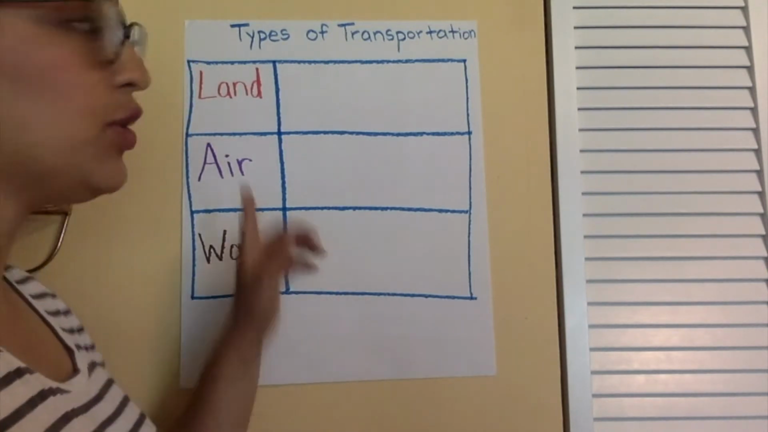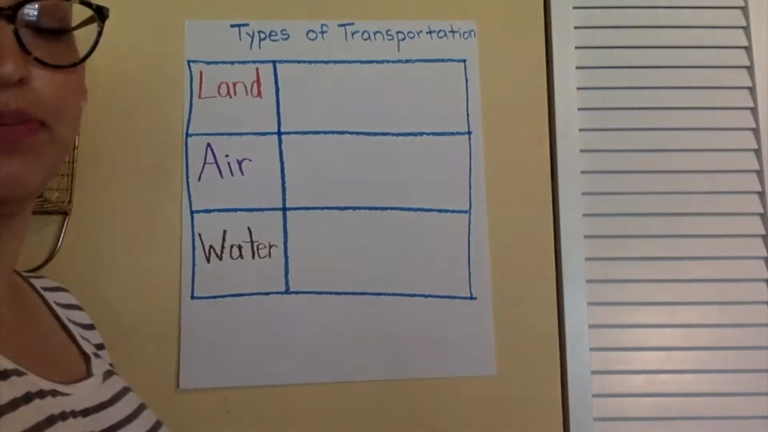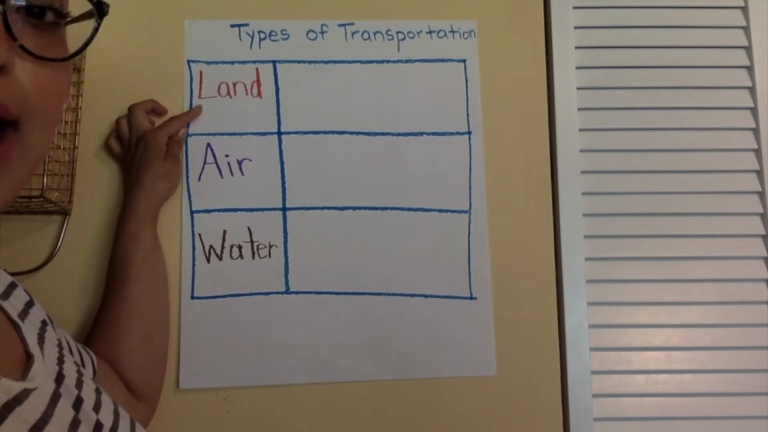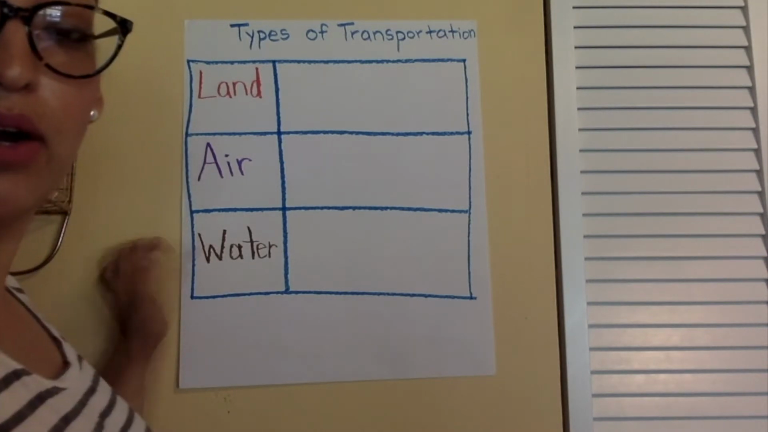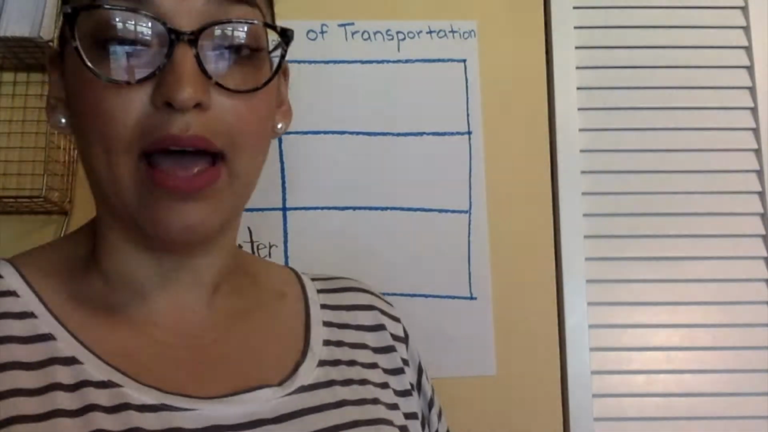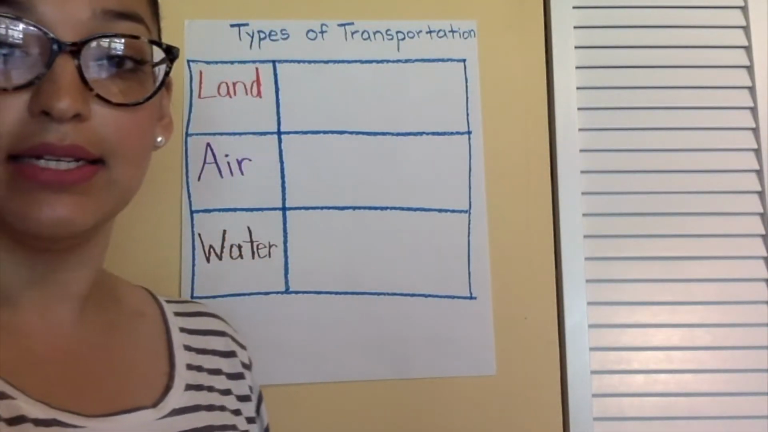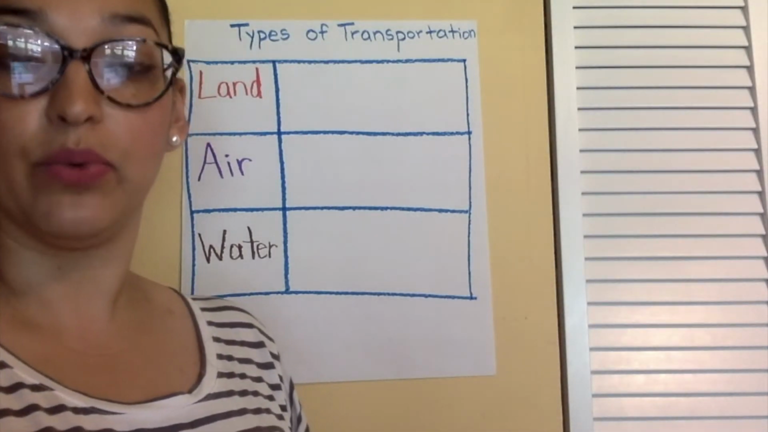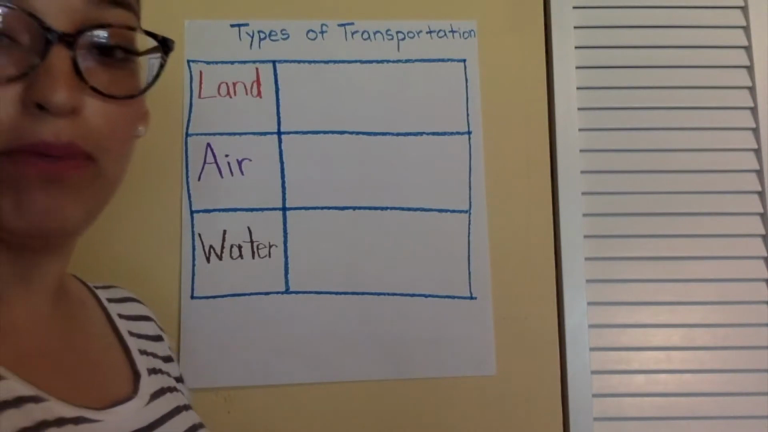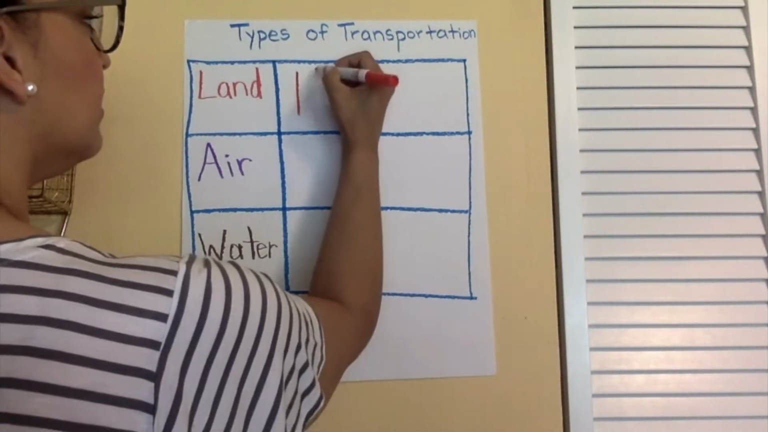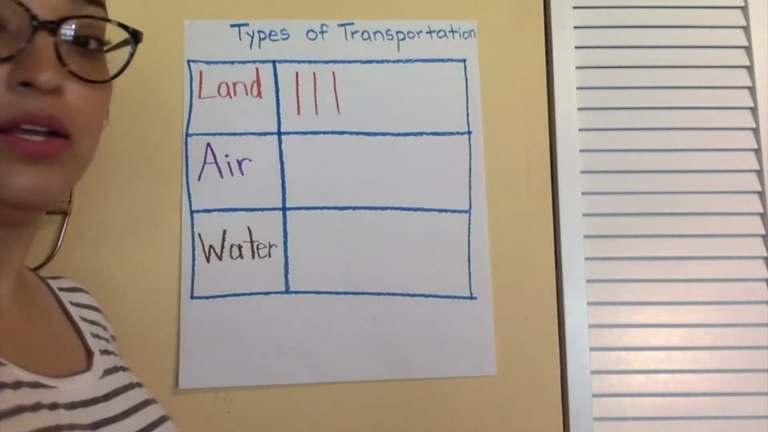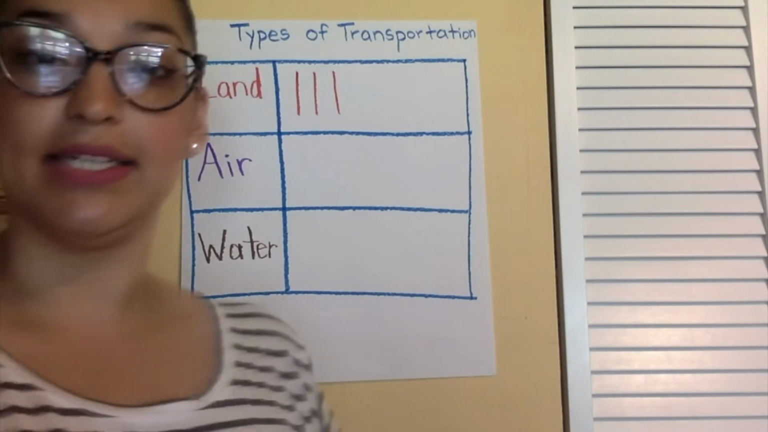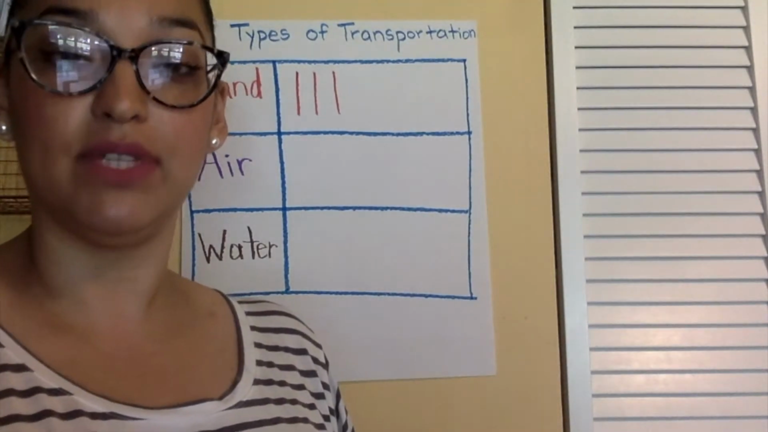So if you look at our tally charts, of course, we have our title, types of transportation, and then we have the 3 categories. We have the ones that move by land, air, and water. So what we're going to do is we're going to count the ones that move by land, and we are going to make the tallies for it. As you can see, and as you put your answer on number 1, there was 3. So we make 3 tally marks. 1, 2, 3. So your assignment is to complete the tally chart, take a picture, and send it to me through Dojo. Don't forget to use page 50 in your workbook.